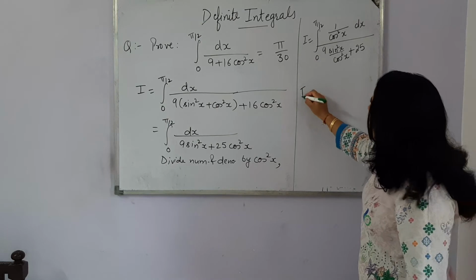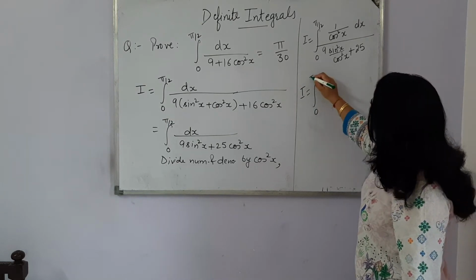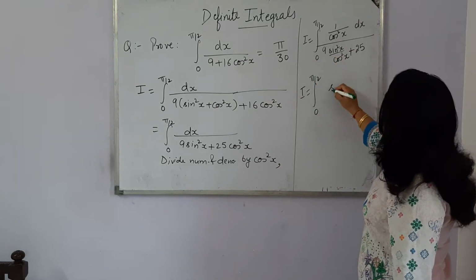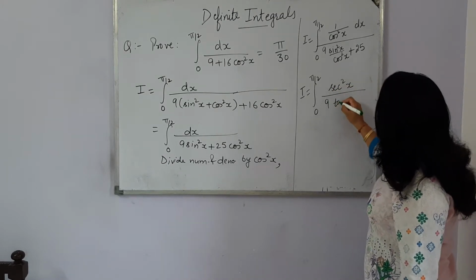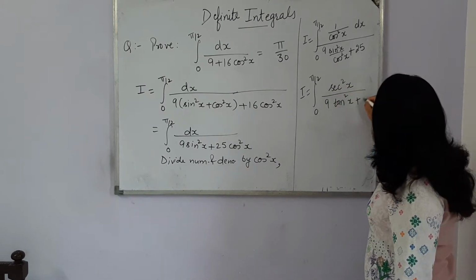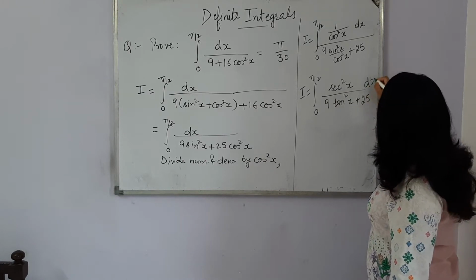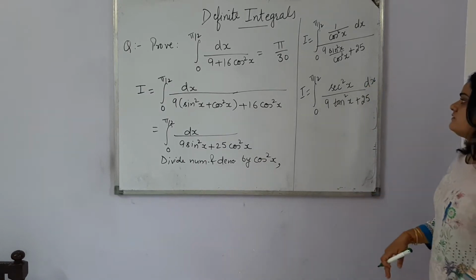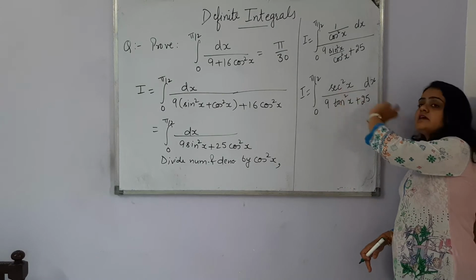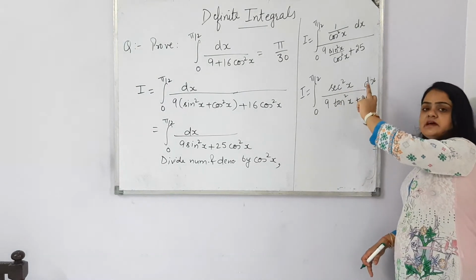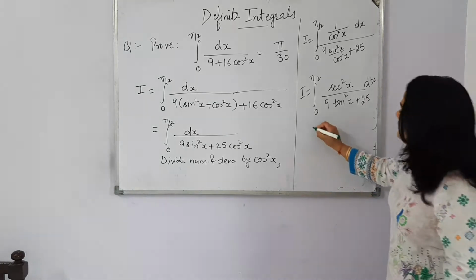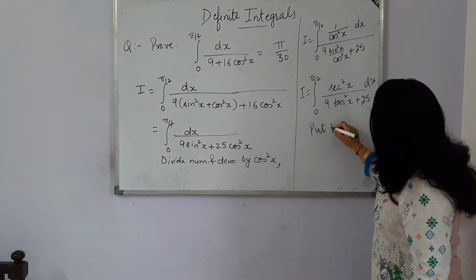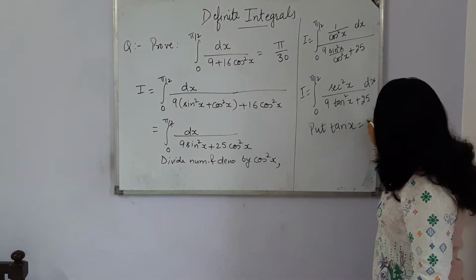Now we know that 1 by cos square is secant square and sin square by cos square is tan square x, so 9 tan square x plus 25. And we need to integrate with respect to x. Now what you are watching, secant square x is available. It is the derivative of which function? Tan x, of course. So we'll substitute tan x is equal to t.